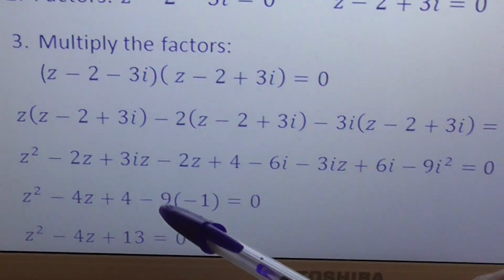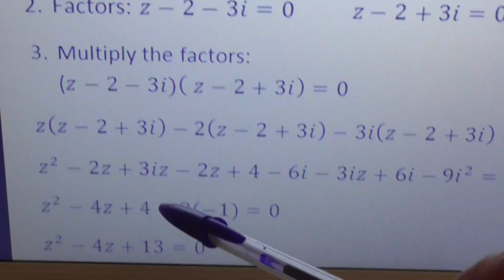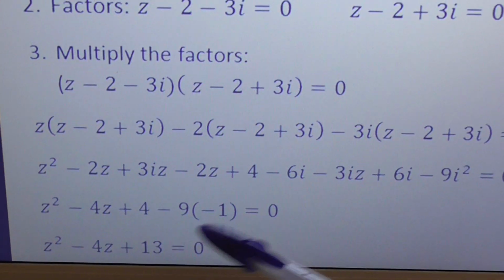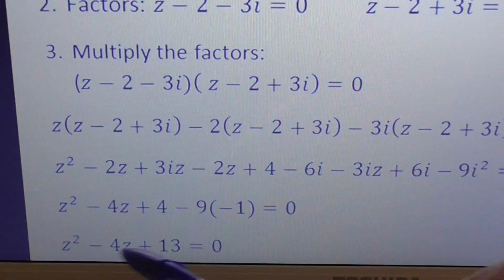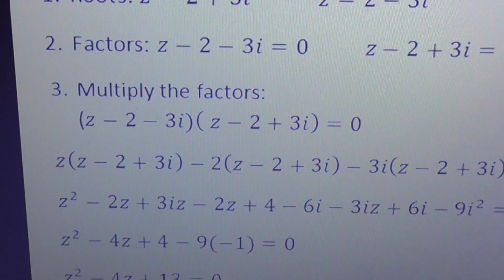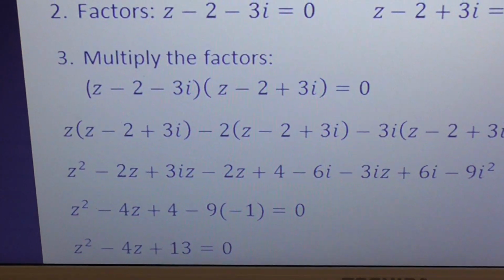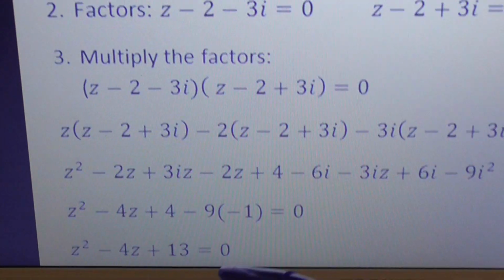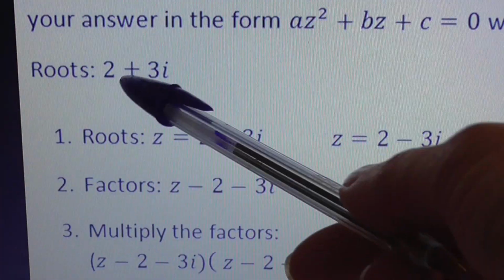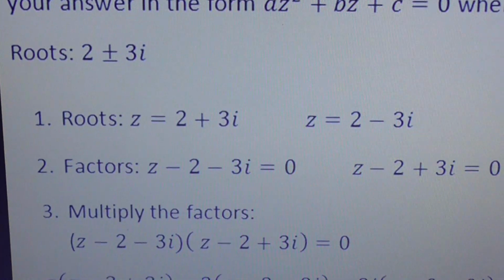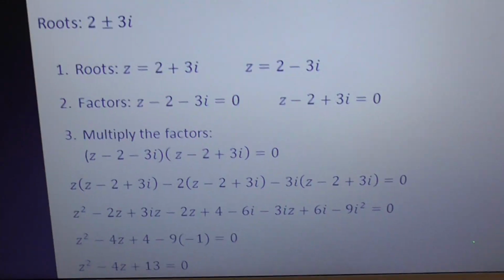So that's the same as plus 4 minus 9 times minus 1. Minus 9 times minus 1 is plus 9. So that's 4 plus 9, which is 13. So I have now gotten back the quadratic. So that quadratic, z squared minus 4z plus 13 is equal to 0. That quadratic has the two roots, 2 plus or minus 3i. Okay, so that's using method 1.